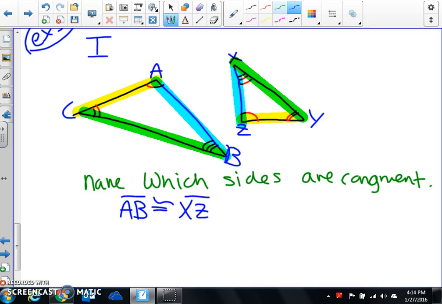Now let's go to the yellow. AC is congruent to YZ, because remember we want to keep it alphabetical. And then to green, BC is congruent to XY. Okay? You have to know all these different ways. And this is the last thing.